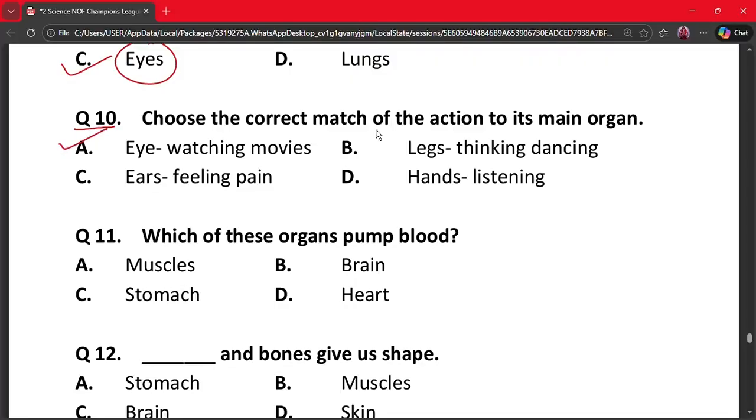Eyes help us see and watch things like movies, and thinking is done by the brain, feeling pain by skin, and listening by ears. So the correct option is option A.